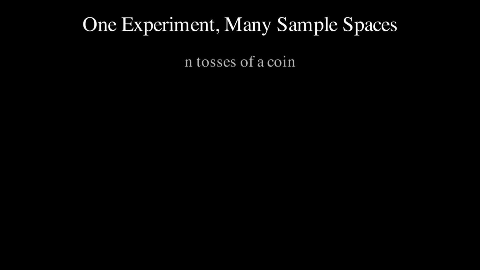There is essentially no restriction on what counts as an experiment, and this is the subtle part. The same experiment can have more than one sample space. Take n tosses of a coin. If all you care about is how many heads come up, the natural sample space is just the counts, 0, 1, 2, all the way to n. That is only n plus 1 outcomes.